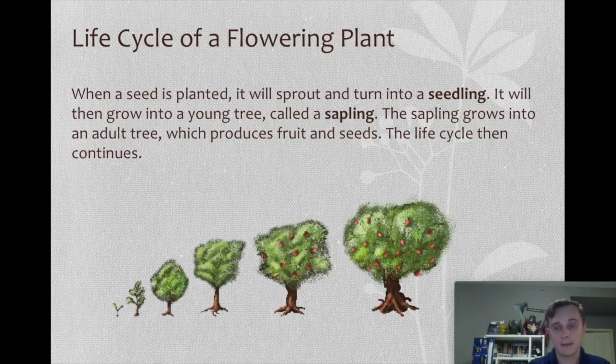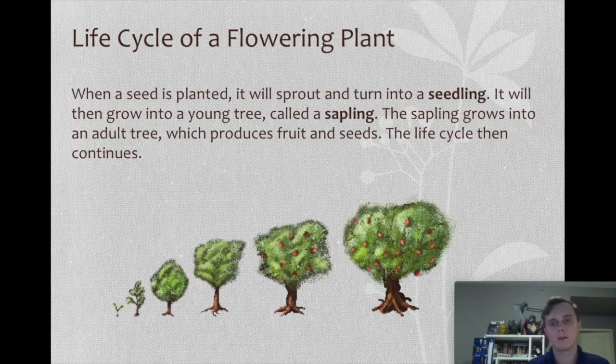When the seed is planted, or when it's left somewhere by another animal, it will sprout and turn into a seedling. Seedling is like a baby tree. And then it gets a little bit bigger and grows into a sapling. The sapling is like a teenager, not quite a fully adult tree, but bigger than a baby tree, bigger than a seedling. And then eventually you've got your adult tree. It can produce fruit and seeds, the fruit and the seeds move to different places, and then you grow new trees. So the cycle continues.